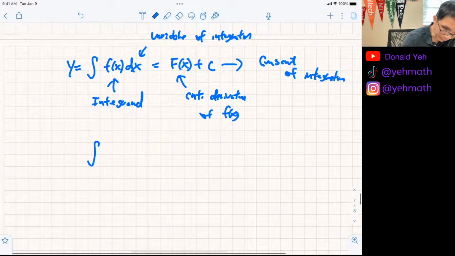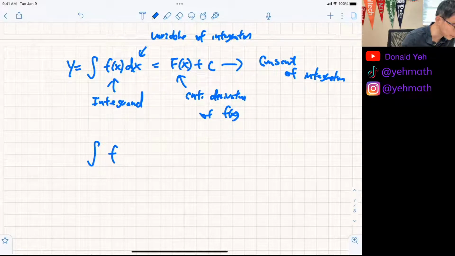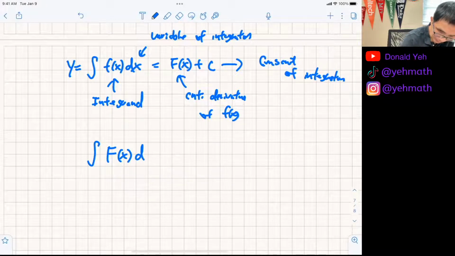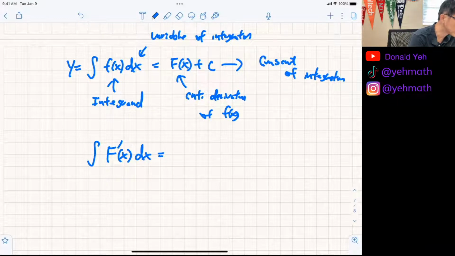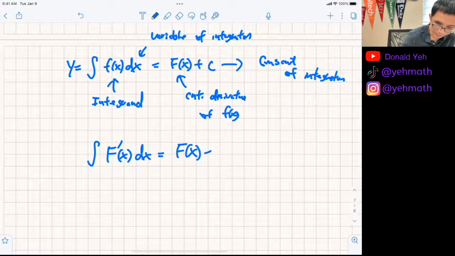What do you think of the integration of f? This is a fundamental theorem in calculus, but f of x dx. It's a derivative? Which one? The capital F of x. Antiderivative. Okay, what's the integration of F prime, capital F prime of x dx? It's just F of x plus c. Does that make sense?